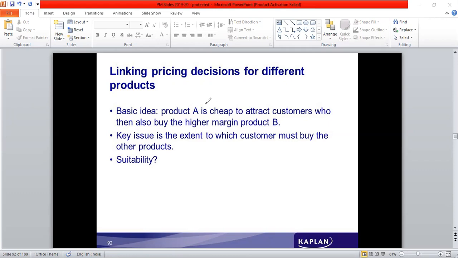The key issue is the extent to which customers must buy the other products. Sometimes they are offered as combo offers. All of you must be quite aware of what combo offers are, one thing with another. Initially, only one product is offered to them, and along with this product there are other products also. If you buy it as a combo offer, then there could be a discount. So the concept here is linking one product with another product, and then attracting the customers, or making them purchase the other products.